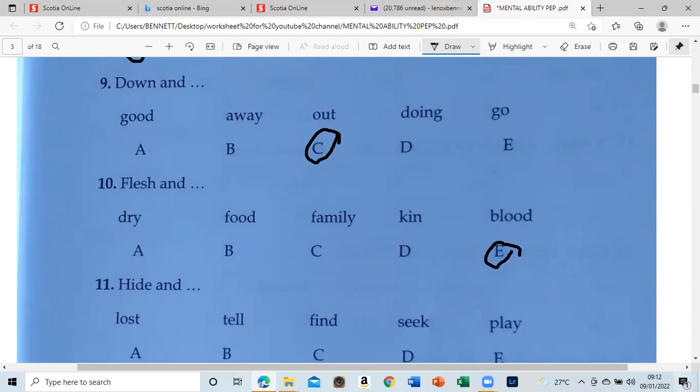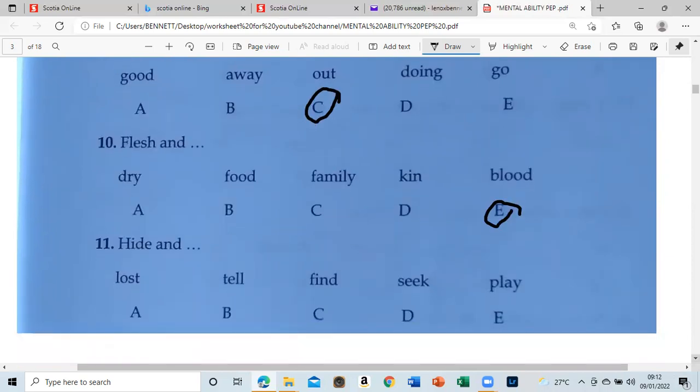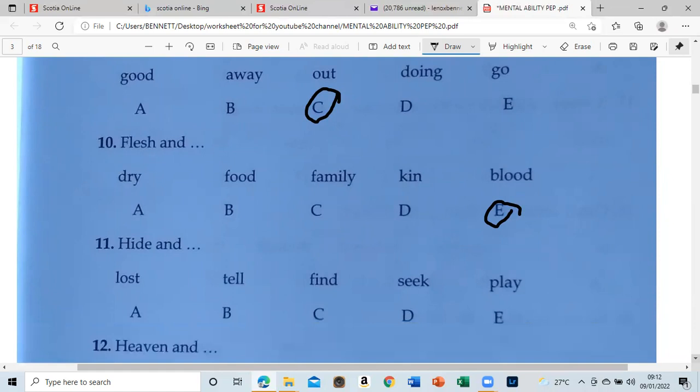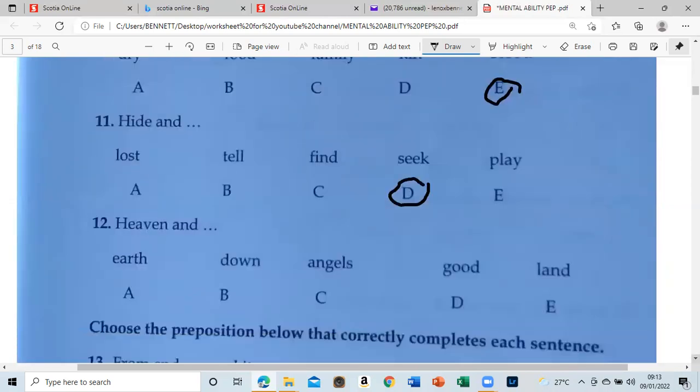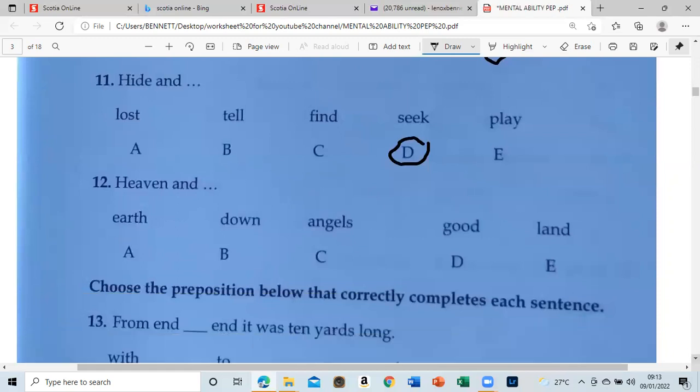Number 11, all students should know this. They play this at school. Hide and lost, hide and tell, hide and fight, hide and seek, or hide and flee. And number 11 is hide and seek. That's a game we play so much as kids. You guys should play that with your family, your dad and mom and all of that. Let's see where you can hide and can't be found.